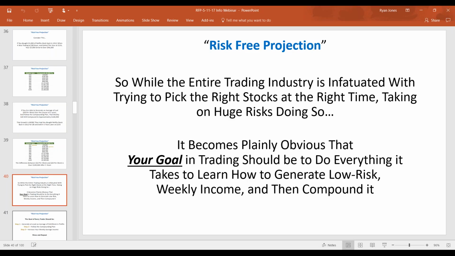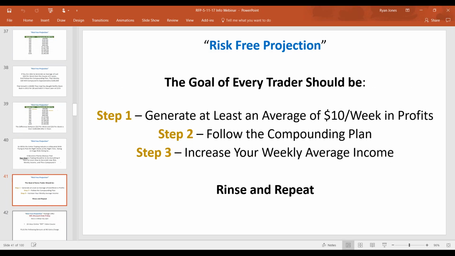it becomes absolutely plainly obvious that your goal in trading first and foremost should be to do everything it takes to learn how to generate low-risk weekly income and then compound it. A, because the payoff is better than anything out there, the potential payoff. And B, because for the risk, it's even more so, because the risk is very, very small if you follow the approach.